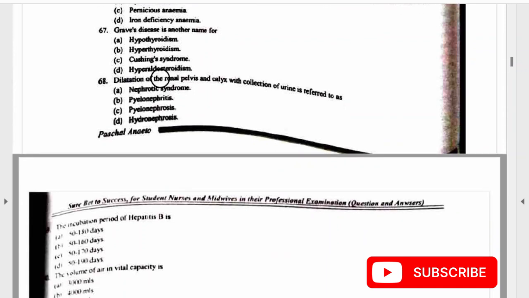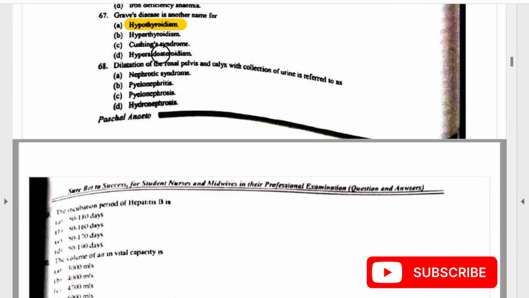Question 67. It says Graves' disease is another name for what? Come on, guys. I know you know this. It's actually hyperthyroidism. So Graves' disease is an autoimmune disorder that is most commonly caused by hyperthyroidism. Okay, and hyperthyroidism is actually a condition in which the thyroid gland produces an excess of thyroid hormones.